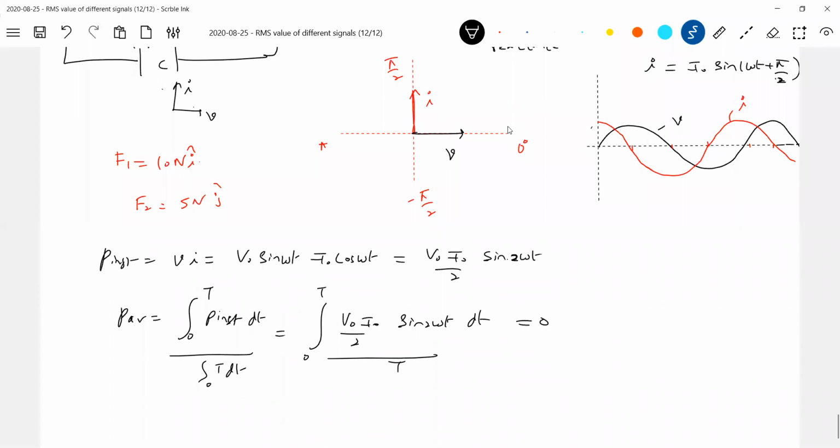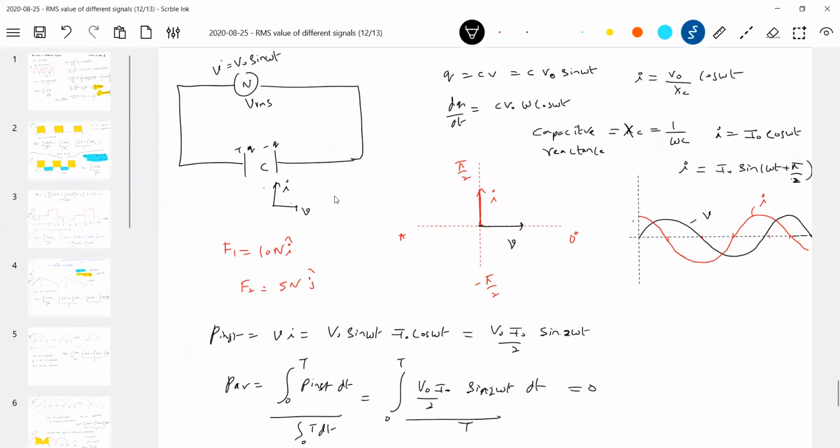Is it okay? The average value of sine 2 omega t in one full cycle will be 0. So therefore, what is this capacitor? It will not dissipate power. It's just a storing element. We know it's a storing element. It will not dissipate power. So this is something very important.